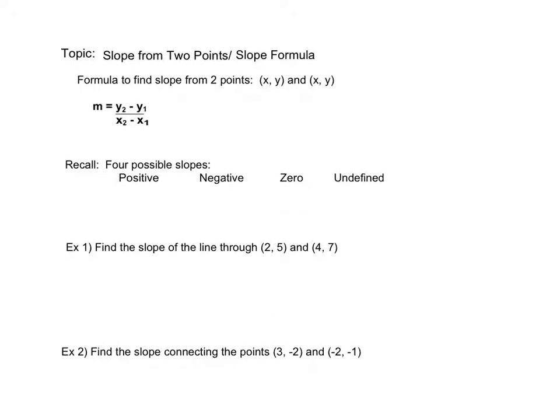Oftentimes, we'll be asked to find slope algebraically, so we won't be given a formula and we won't be given a graph, but instead we'll be given 2 points. So to find slope from 2 points, we're going to use a formula. The formula is listed here below.